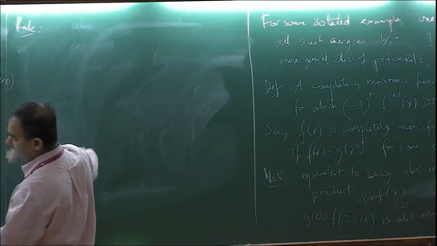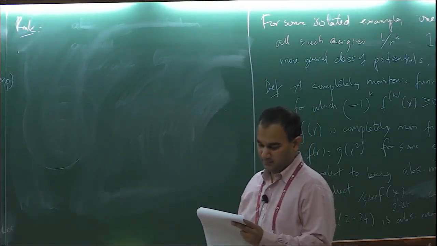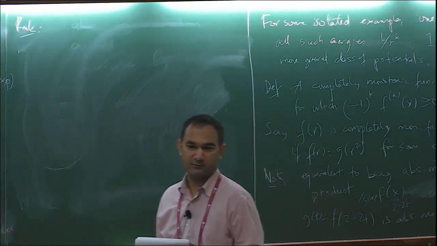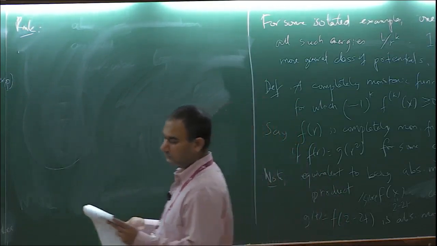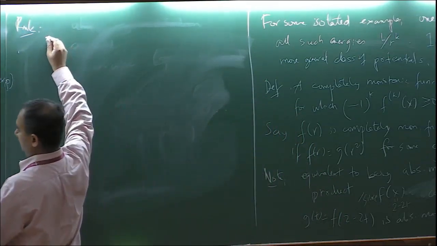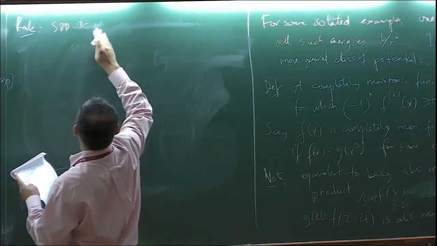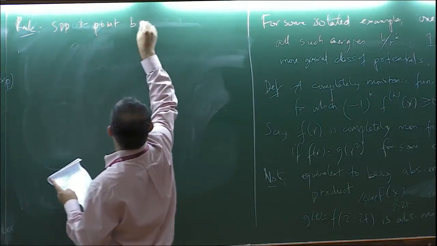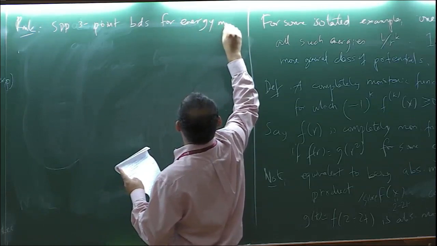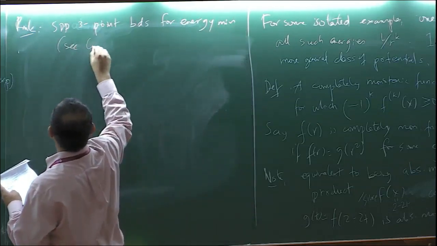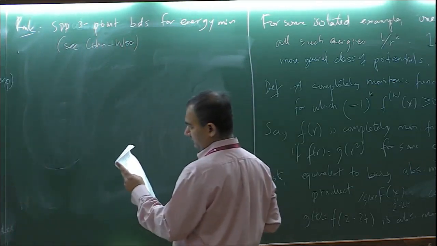There are some examples where you can show universal optimality. I haven't listed them in the table, but there are examples where you can show universal optimality by using SDP 3-point bounds, which you could not do by 2-point bounds. Okay, so SDP 3-point bounds for energy minimization exist. You can see the paper of Henry Cohn and Jiechen Wu.